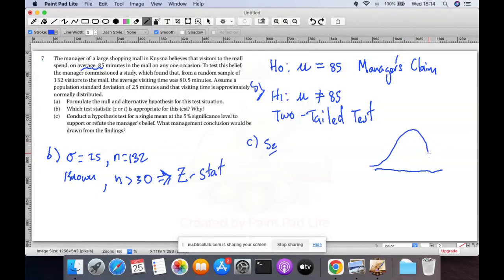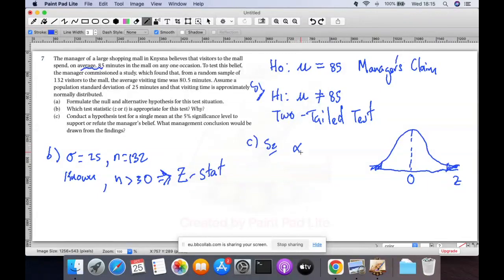So I'm going to draw a Z curve as best as I can freehand. Okay, so this is our Z axis, and the Z, or the standard normal distribution curve, is centered at 0. Now when we say two-tailed test, that means there's two rejection regions. There's one on the left here, and then there's one on the right. They both have the same area. And that area depends on your level of significance. And if you read question C, your level of significance is 5%.